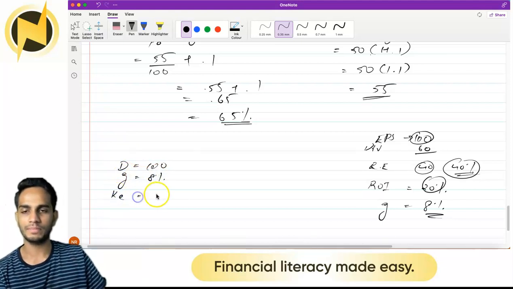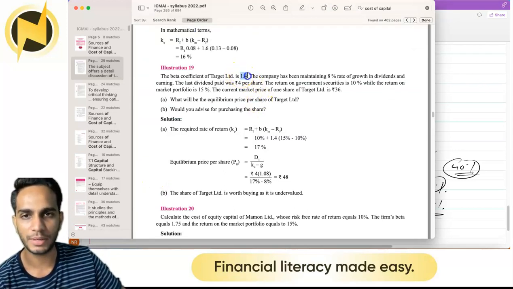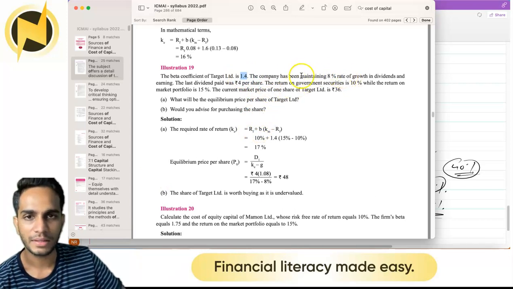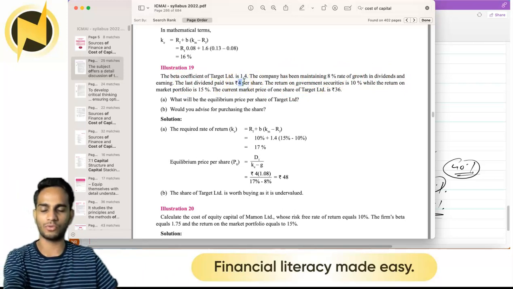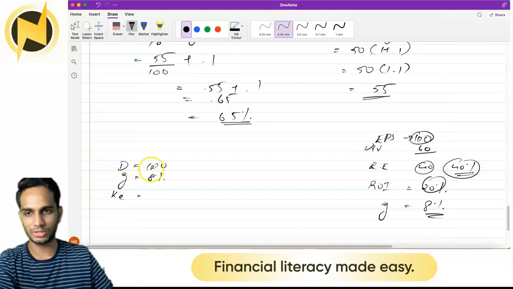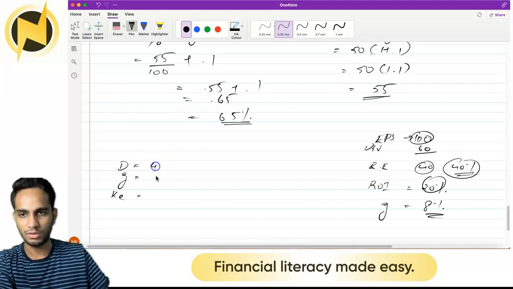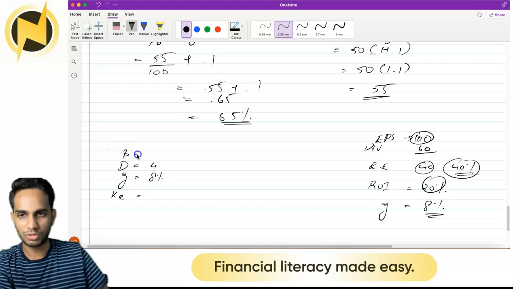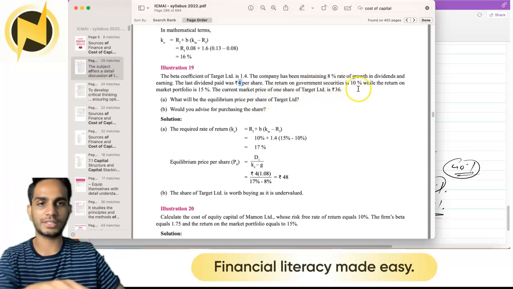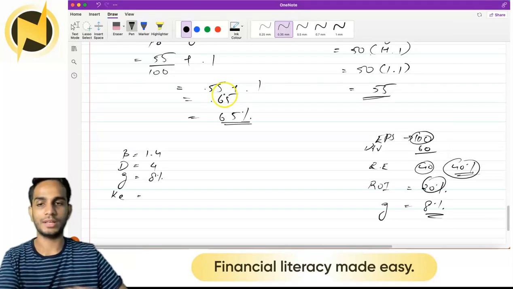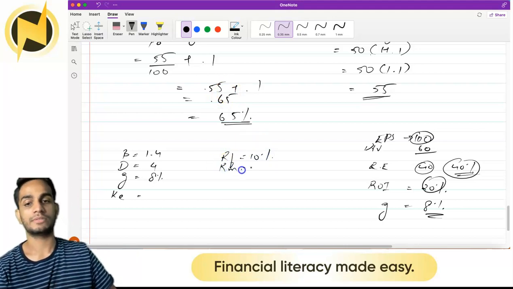My cost of equity, say from this previous question, let's find out the cost of equity as well. The beta coefficient of a company is 1.4. The company has been maintaining 8% growth rate in dividends and earnings. The last dividend paid, D0, is 4. I'll just take the exact same question. D0 is 4, growth is 8, and beta was 1.4. The return on government securities is 10%, while the return on market portfolio is 15. Now RF is 10%, RM is 15.